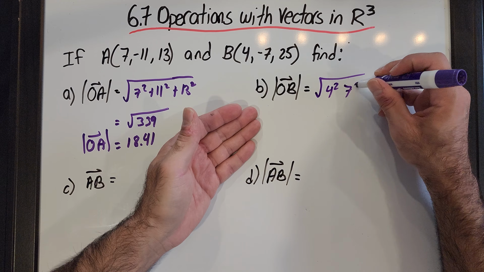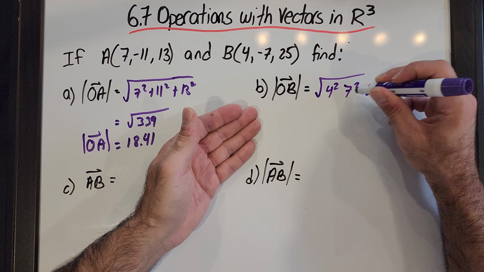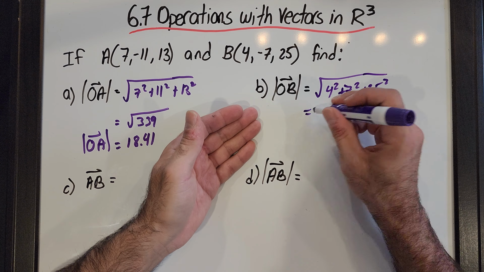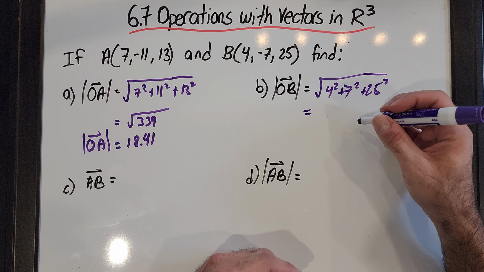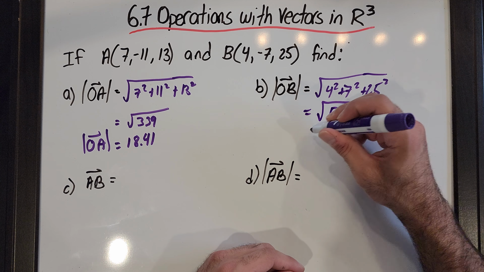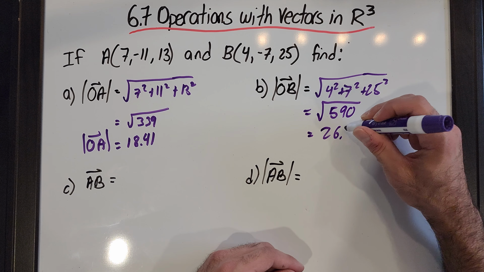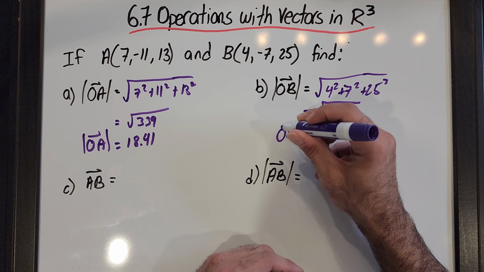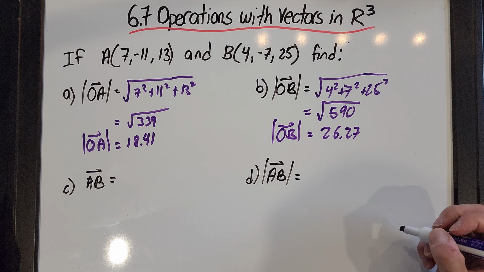4 squared, 7 squared, 25 squared. The most annoying part is I probably have to pick up a calculator because numbers are getting a little too big. It's going to be the root of 590, which equals 26.27. So the magnitude of OB is that, done.